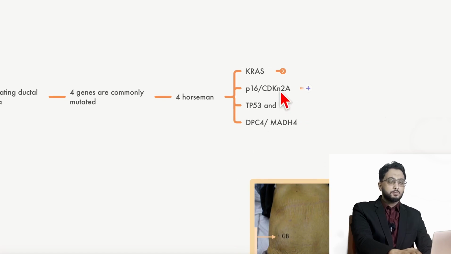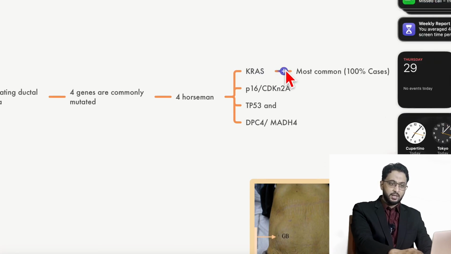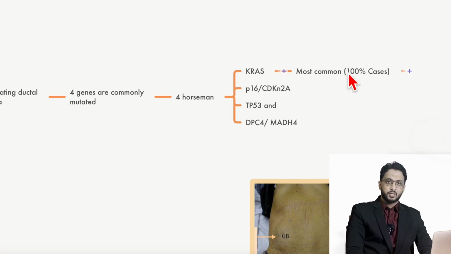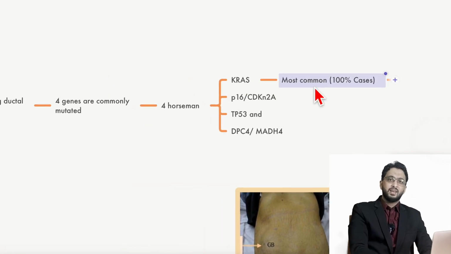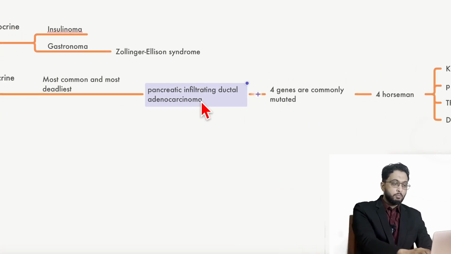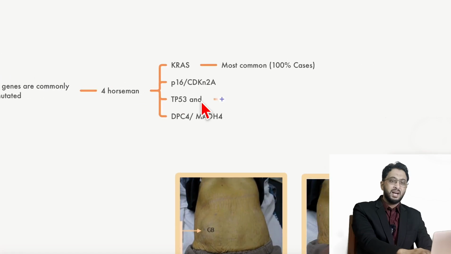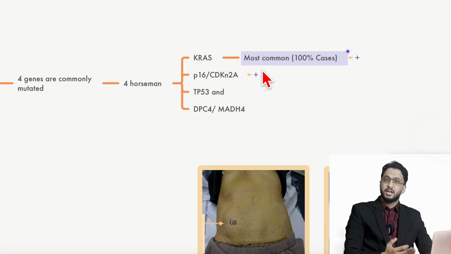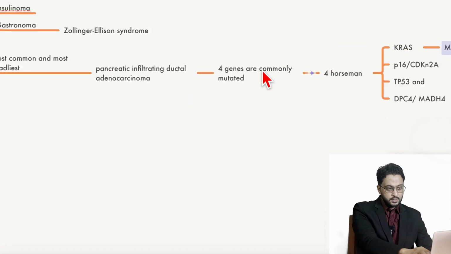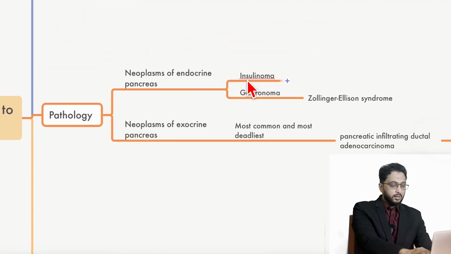Now here, I want you to specifically focus on one gene, KRAS. RAS, you know the RAS system, we studied it in detail. This is the most common, where in 100% of cases of pancreatic infiltrating ductal adenocarcinoma you will see this KRAS, 100%. So they'll ask you a question: which of the following genes is involved in pancreatic adenocarcinoma in 100% of cases, or the most common gene involved? It is KRAS. Good to know, isn't it? So that was about the pathology.